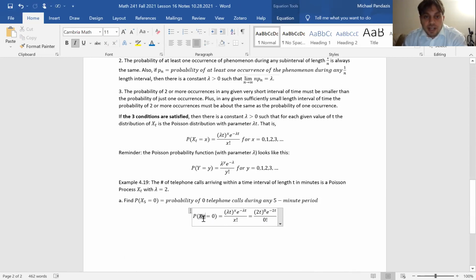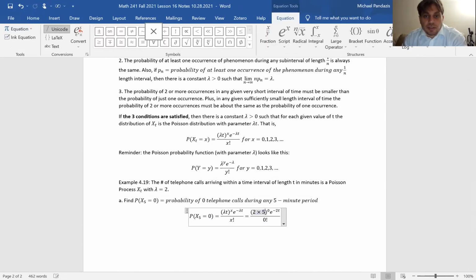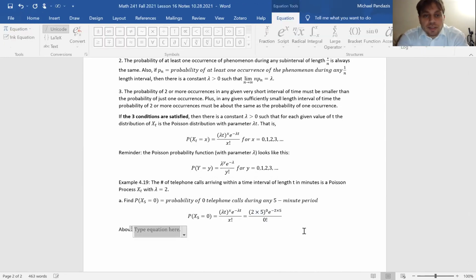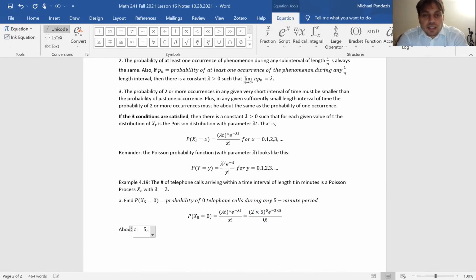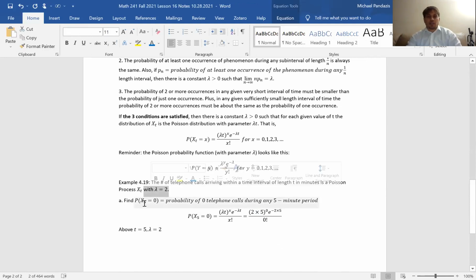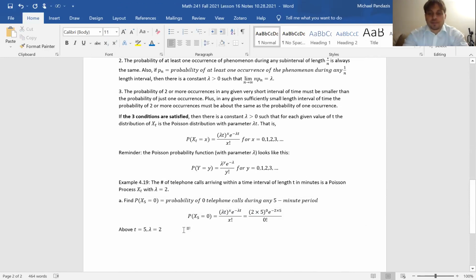Okay, and 5 is the value of t. So this will be 5. I'm going to put a symbol here, 5. And this is 5 there. Okay, so above, t is equal to 5, lambda is equal to 2, right? We're given lambda equals 2 right here, but we know that t is 5 from there. So you just plug in lambda and t, and x equals 0.